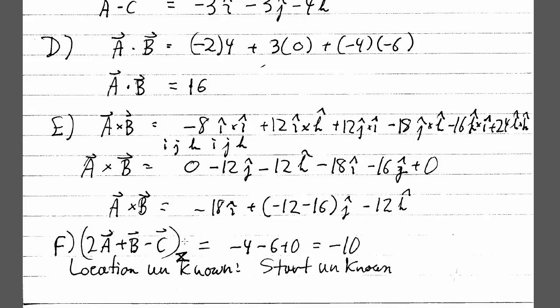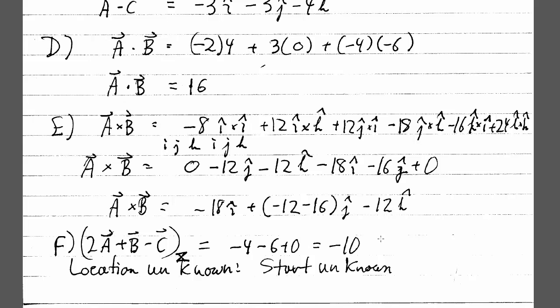Finally, we're asked for the z component of 2a plus b minus c. We get the z component for addition and subtraction simply by adding the components together, and we get minus 4 minus 6 plus 0 is minus 10. That's the displacement, the change in the position of the z coordinate.